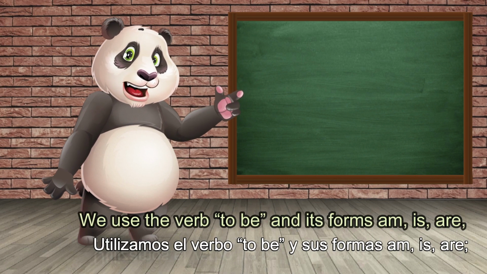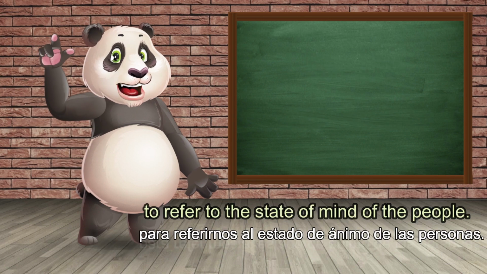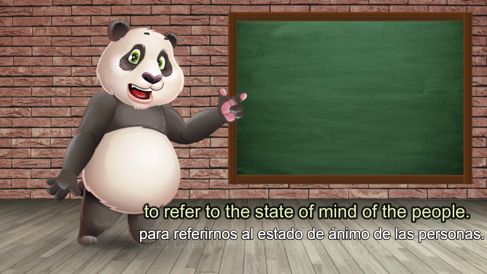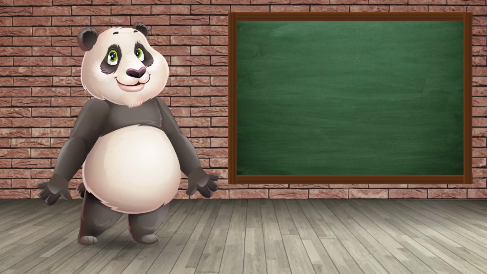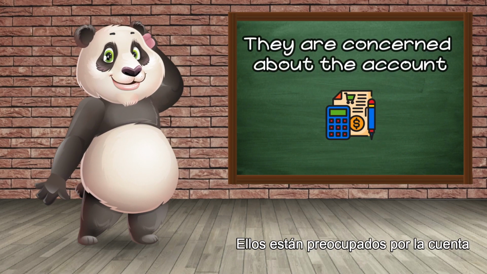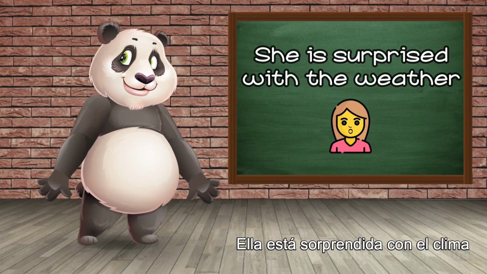We use the verb "to be" and its forms "is" and "are" to refer to the state of mind of people. For example, we are happy here. They are concerned about the account. She is surprised with the weather.